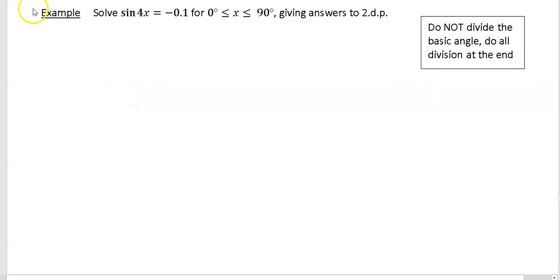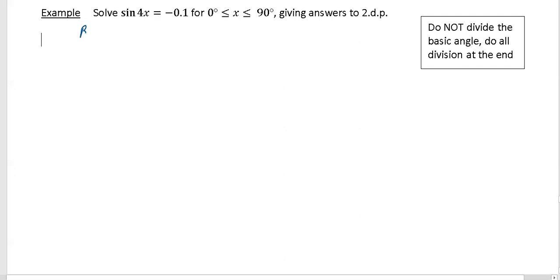Okay, the first example says solve sine 4x is equal to minus 0.1 for 0 is less than or equal to x is less than 90, giving your answers to 2 decimal places. So I'm going to work beyond 2 decimal places here in my working, just because I'm going to have to use my working out to get the final answer. So just so I'm not losing accuracy, I'm going to go to 3 decimal places.